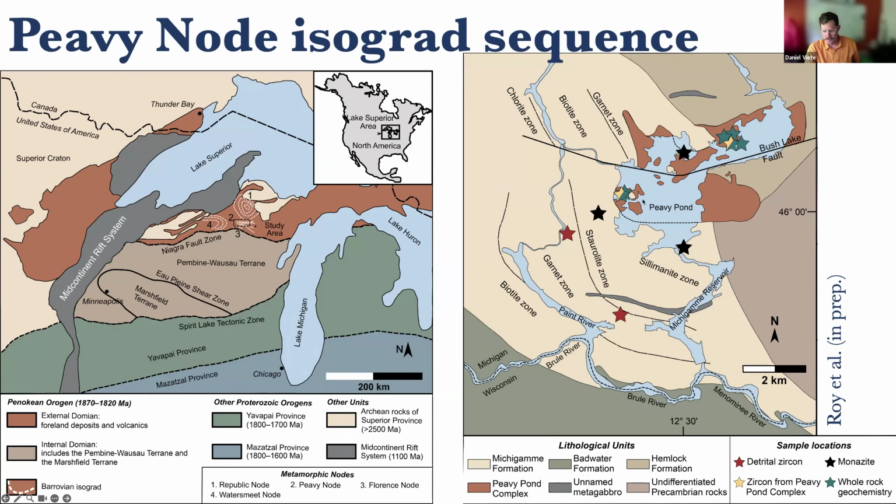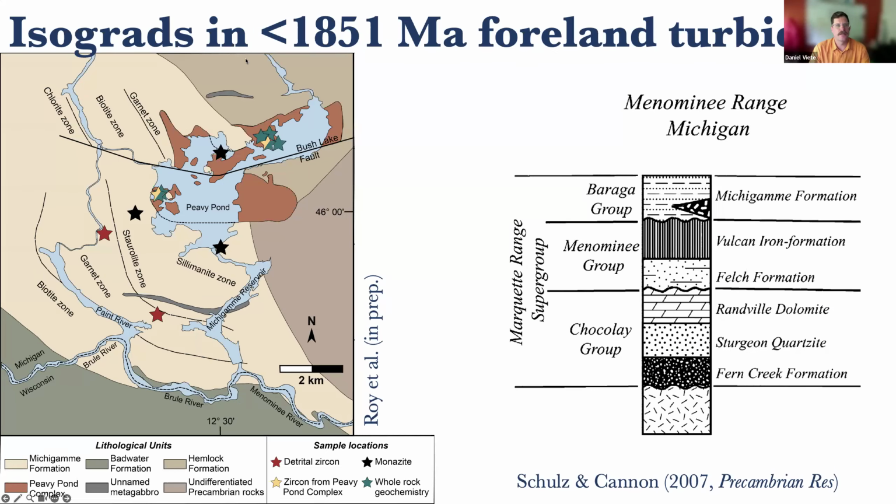And so this is the PV node area, and the isograds in the area are recorded within a metasedimentary formation called the Michigamme Formation, and these are interpreted to represent foreland turbidites. And they're within the Baraga group. Importantly, the Sudbury ejecta layer, dated to about 1850 million years ago, occurs at the base of the Baraga group and below the Michigamme Formation, which means that these things were deposited after 1851. And this is work from Bill Cannon, published in 2010.